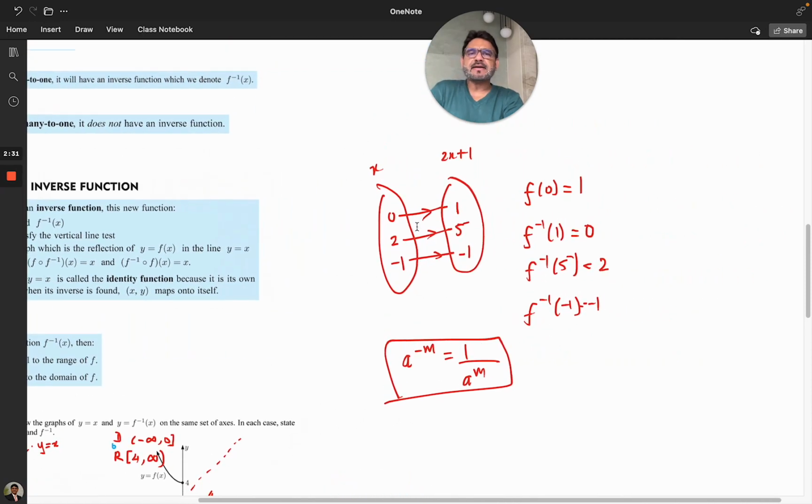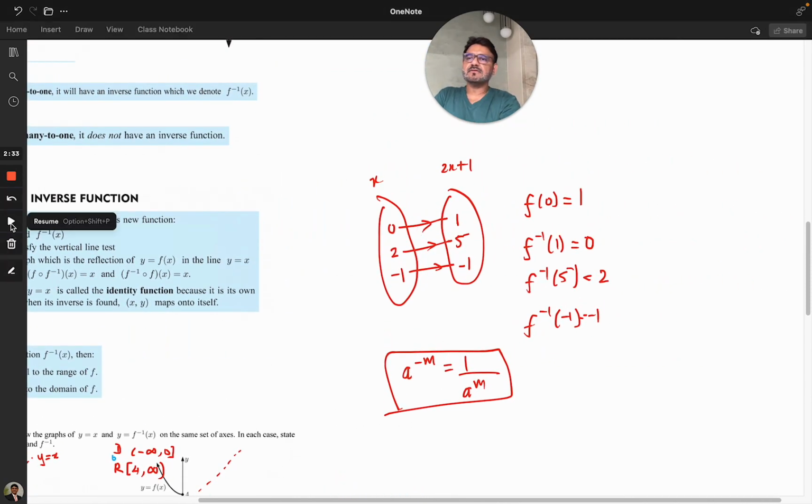With the help of a mapping diagram to understand the inverse, let's see this. If you have x and you have 2x plus 1, I'm just giving you an example. I took some random values. I took x as 0, 2, minus 1. If I put 0, 2 into 0 plus 1 is 1. If I put 2, 2 times 2 is 4 plus 1 is 5. Minus 2 plus 1 is minus 1. So this is my function basically, a mapping diagram for this function f(x) is equal to 2x plus 1.